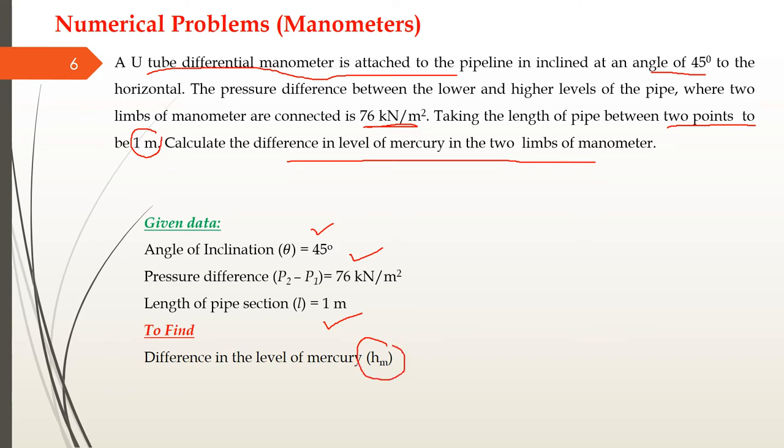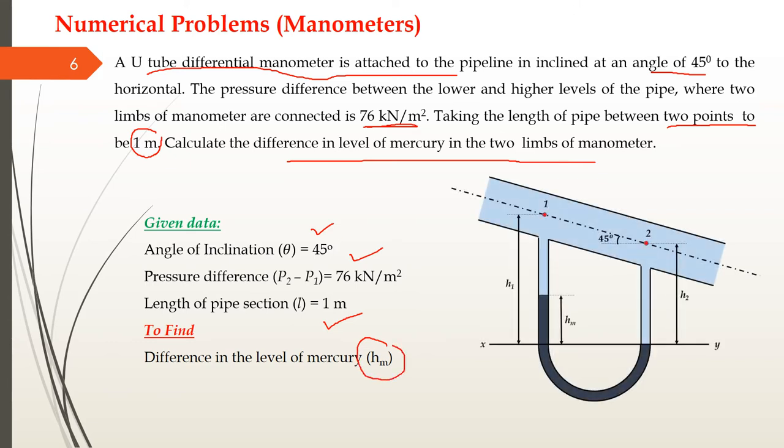And we have to find out the difference in the level of the mercury. So the schematic diagram over here is there. You can see that there is an inclined pipe which is inclined at an angle of 45 degrees. So two points are there between the pipes to which the manometer is connected. You can see the pressure difference between these two points is 76 kilonewton per meter square, as it is told to you.